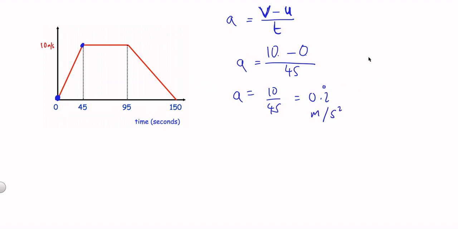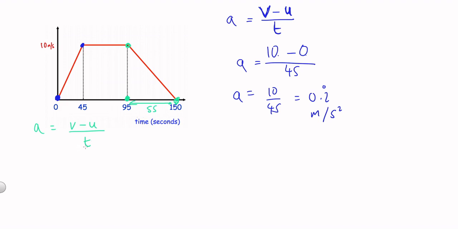Right, for the final portion, this bit here, I'm going to use the same formula again. This time my story begins at 95 seconds and finishes at 150. I don't care what happens before that or after that. I'm only concerned with what happens between 95 and 150 seconds. Obviously the time difference here, 150 take away 95, that's 55 seconds. So that will be my value of t.